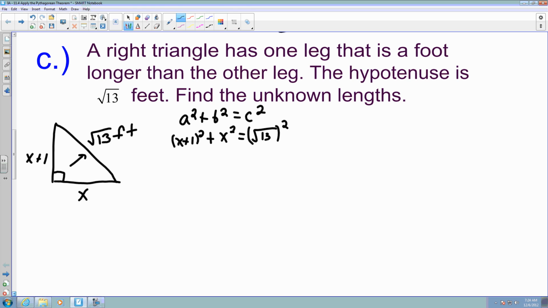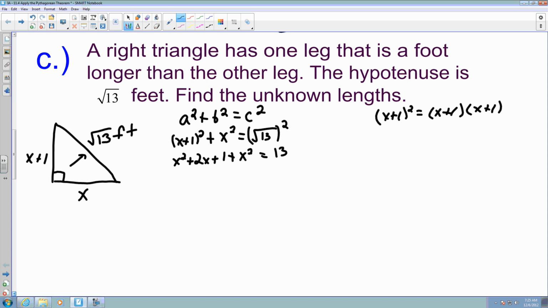Now we must remember, when you take the square of x plus 1, it's like saying x plus 1 times x plus 1. You can't just write x squared plus 1. That's incorrect. You must FOIL it out, and we get x squared plus 2x plus 1. That's when it's fully FOILed out for x plus 1 quantity squared. And so then I'm going to add my x squared here, and that equals 13, because the square root of 13 squared is just 13.